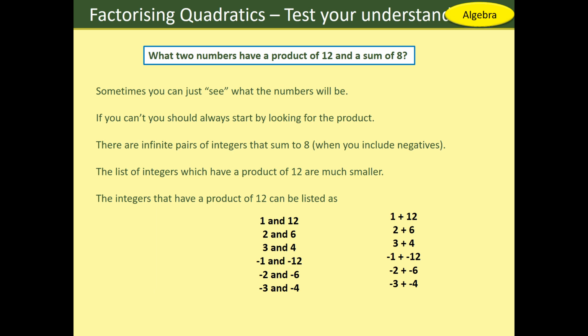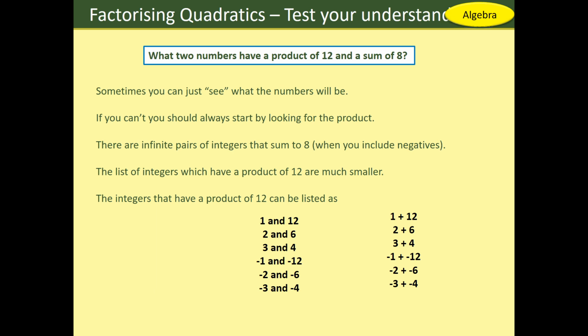What numbers multiply together? Now, the reason we look for the product is because there are infinite pairs of integers that sum to 8. Just thinking of whole numbers, 0 and 8, 1 and 7, 2 and 6, 3 and 5, 4 and 4. But when you then include negatives, negative 1 and 9, negative 2 and 10, negative 3 and 11, that list is endless, literally infinite. However, the list of integers, remember we only talk about integers because we're just talking about factors, that have a product of 12 are much smaller.